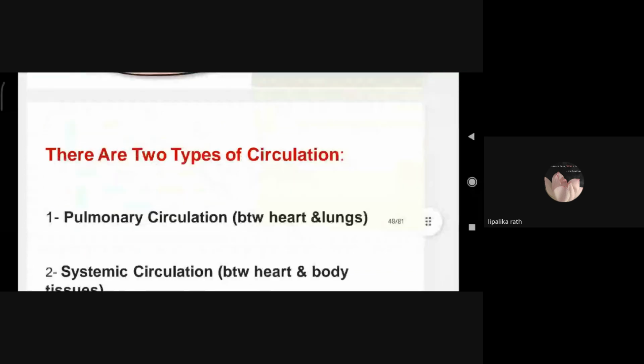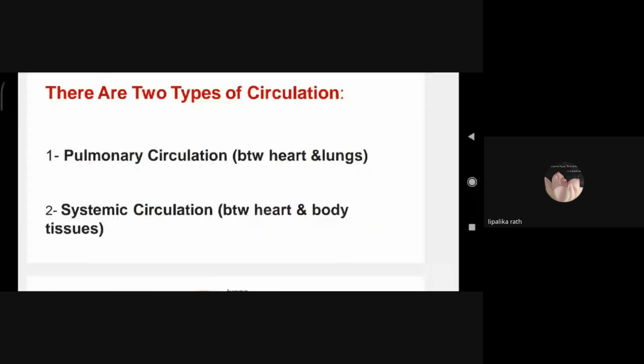Next, there are two types of circulation. First one is pulmonary circulation and second is systemic circulation. So pulmonary circulation is between heart and lungs, and systemic circulation is between heart and body.